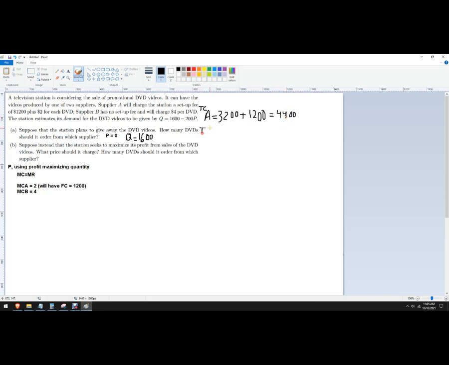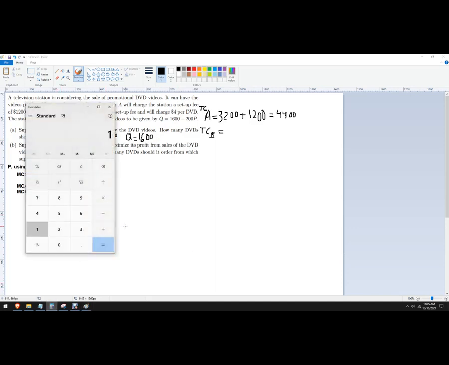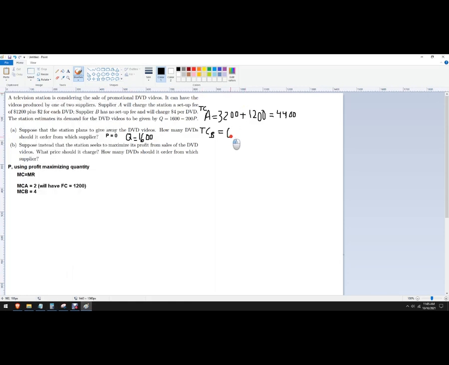And then total cost of buying them from B is just $4 a piece. So 1,600 times 4, let's just make sure I get the right answer. 1,600 times 4, 6,400. And this one doesn't have any fixed costs. We'll just add that to 0. So this is 6,400. So in this case, we want to buy them from seller A. Seller A is the right answer for the first one.